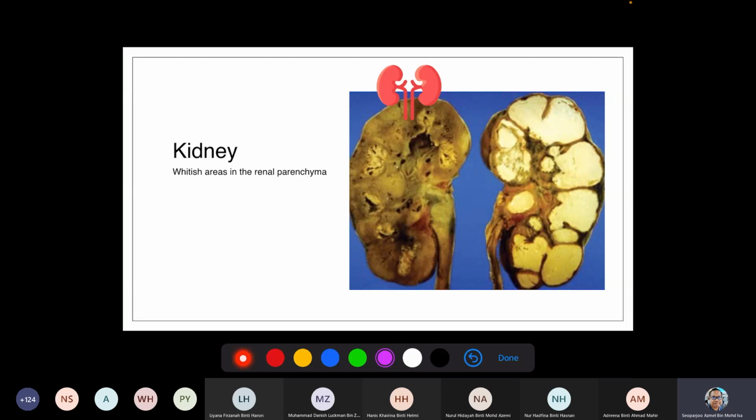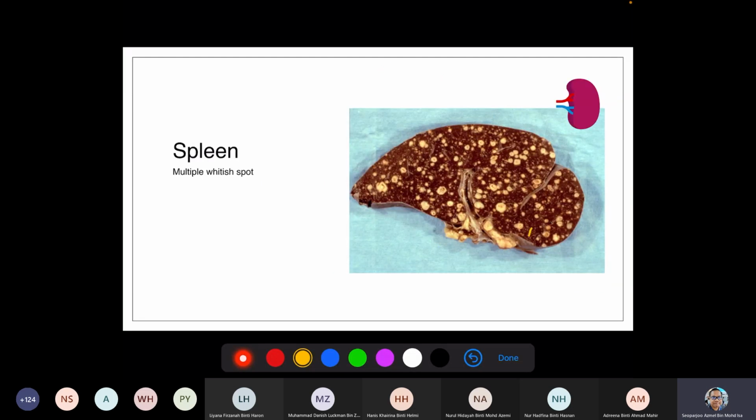Next is the spleen. Again, I will help you orientate. You can see the brown color one. Don't worry about it. This is just normal. The one you should worry about is this whitish spot that occurs here, here, and also here. All of these whitish spots are where the mycobacterium sits in the spleen parenchyma, causing granuloma and immune response within the spleen parenchyma, and causing these whitish spots here. So this is how miliary TB in the spleen looks like.